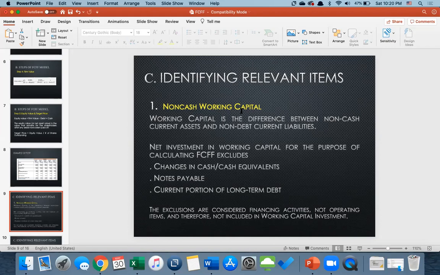The other part about the notes payable, the current portion of long-term debt, is because they are considered as financial activities, interest-bearing debt. So they are not operating items. Therefore, we don't include that in working capital investment.